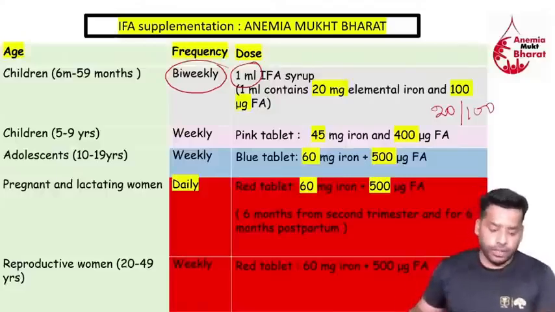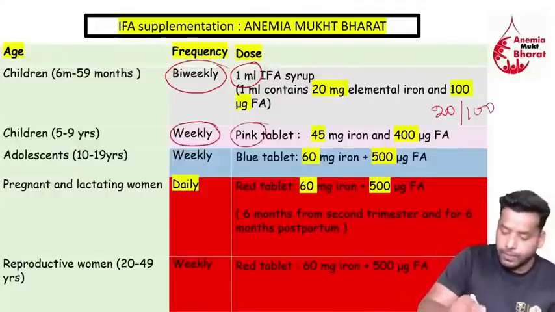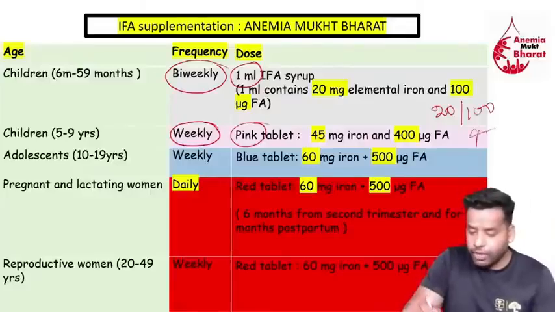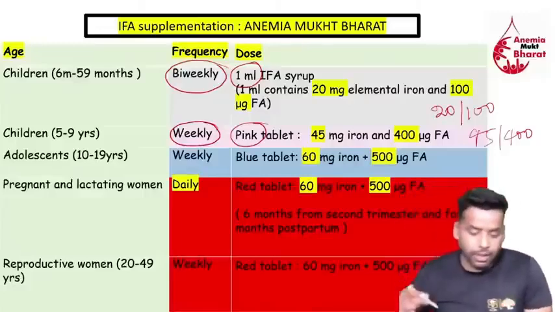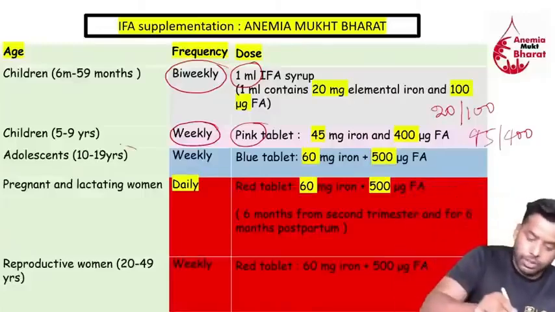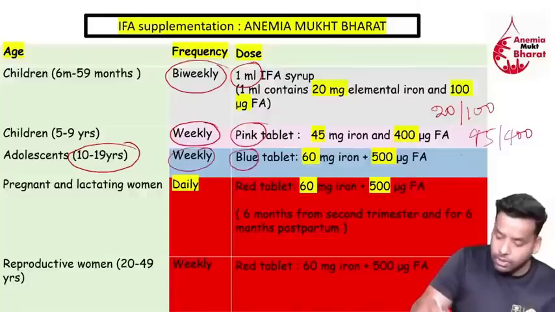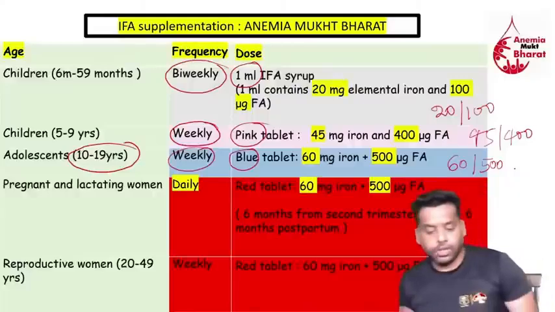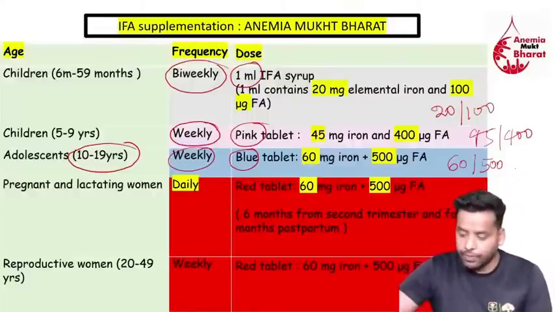5 to 9 years, weekly once, pink color tablet. 45 400 is the dose. Adolescents, we use blue color tablets weekly once. Dose is 6500. What is that scheme in school children called as?